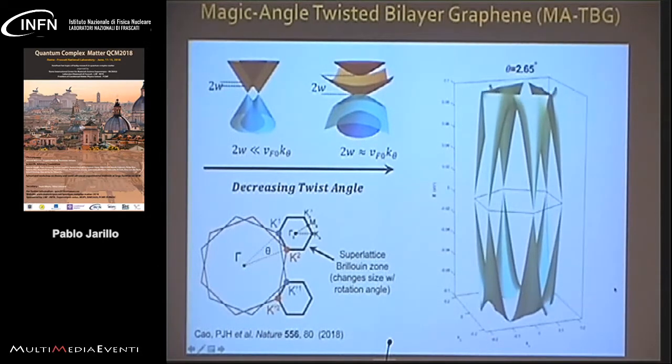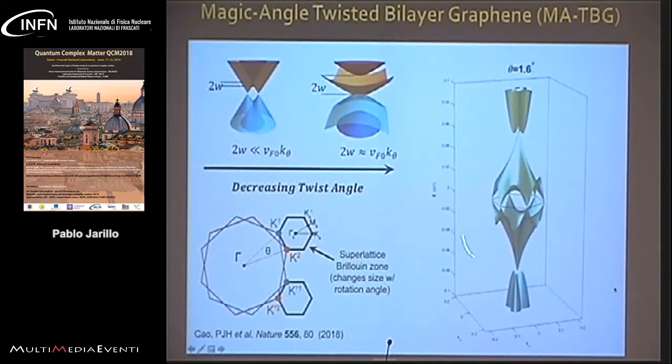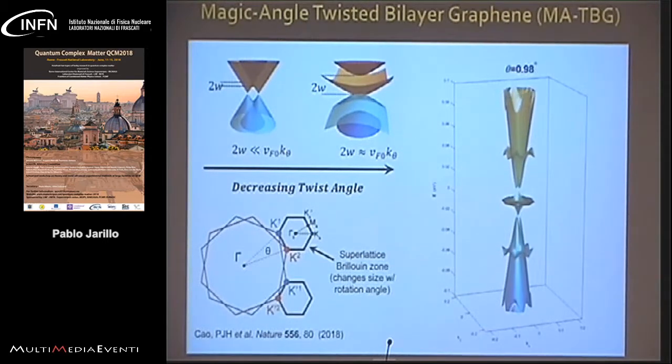So you see I'm rotating towards smaller and smaller angle, and a band is appearing now, which is becoming flatter and flatter, and at 1.1 this thing is going to become very flat. Okay? So you see it's becoming flatter and flatter. At 1.1 degree this becomes a flat pancake there. As you keep rotating, something interesting also happens.